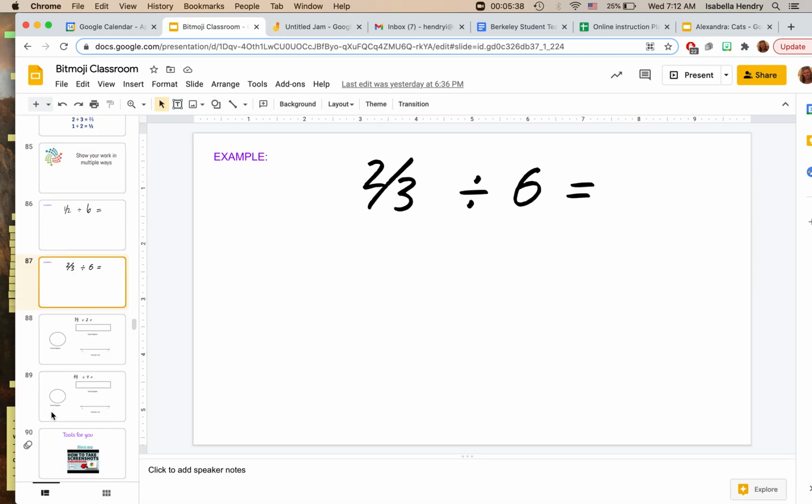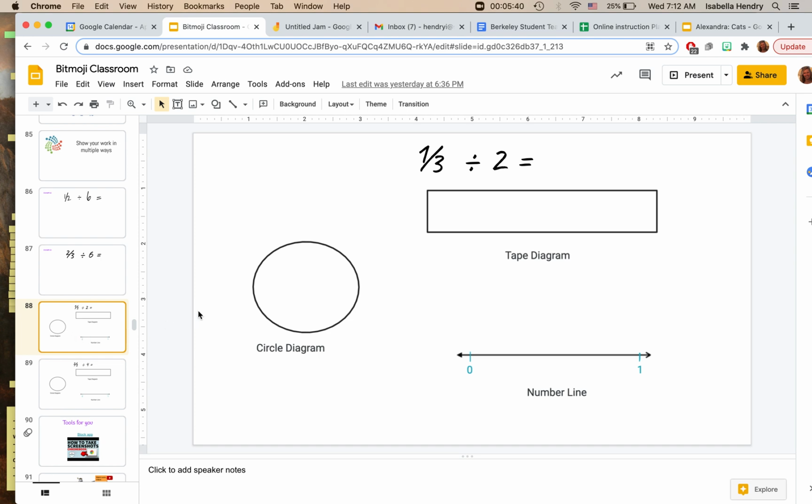So today your job is going to be to solve these 2 problems using at least 2 different strategies. So you do not have to use all 3. You can choose to do 2. So you could do circle diagram and tape diagram. You could do tape diagram and number line. But for each of these problems, you only have to show 2 different strategies. All right, let's get started.